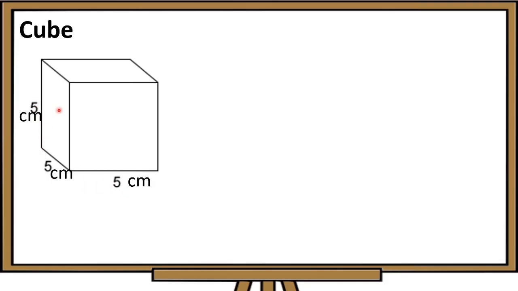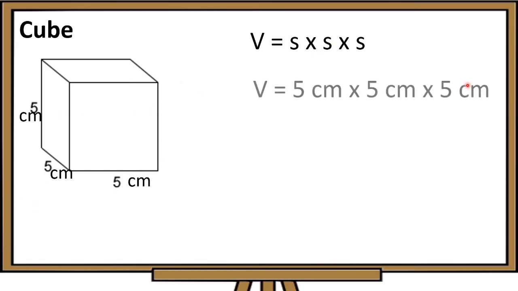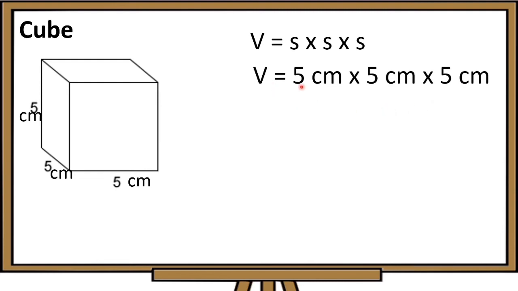Kasi, ang cube ay consist of squares. Then, ang characteristic ng square ay all sides are equal. So, therefore, we can use this formula in getting the volume of a cube: side times side times side. Let us solve. Volume is equals to 5 centimeters times 5 centimeters times 5 centimeters.